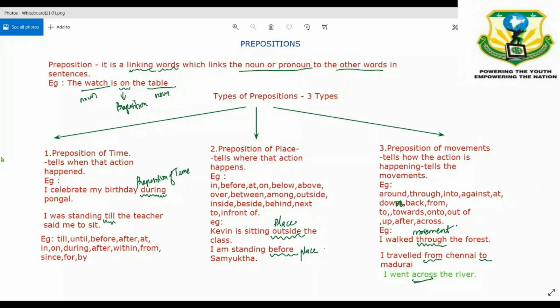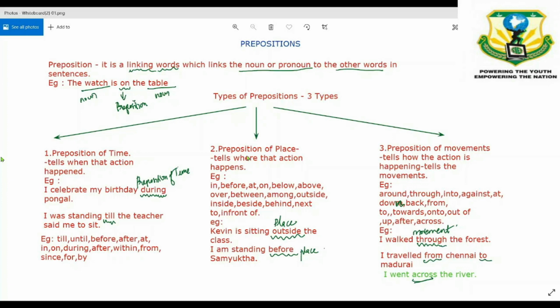Initially, we discussed what a preposition is. A preposition is a kind of linking word which links a noun or pronoun to other words in the sentence. Simply, if you say a preposition alone, it will not give any meaning. It is just a connector, just a linking word. For example, the watch is on the table. The watch is one noun and the table is another noun. The word which links the watch and the table is on. So on is a preposition here.